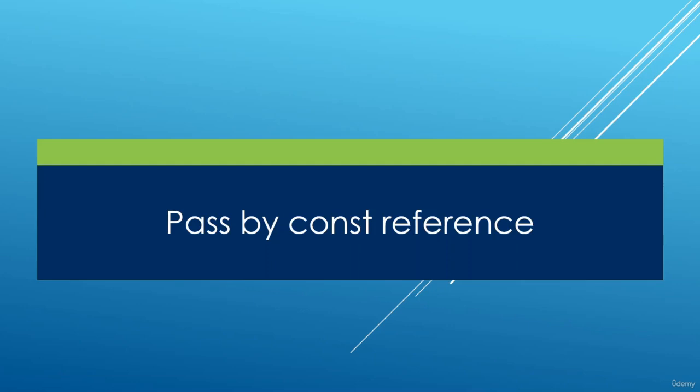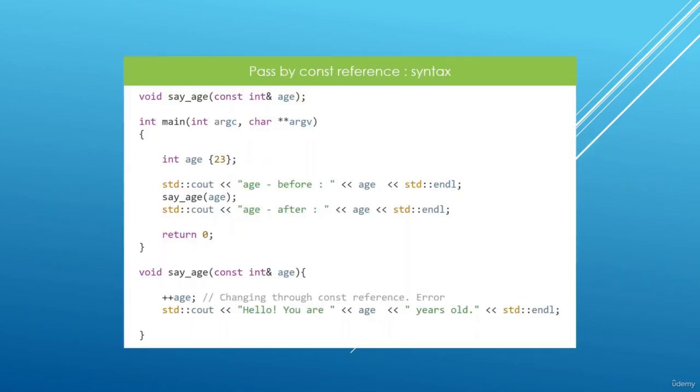In this lecture, we're going to see how we can pass parameters to a function by const reference. And this is going to prevent people from going through the reference to modify whatever your reference is referencing. Here is a simple example that is very similar to what we have been doing all along in this chapter. And on top here, you see that the syntax is saying const int reference. So this is a const reference here.